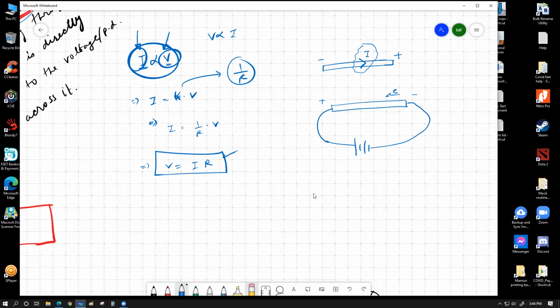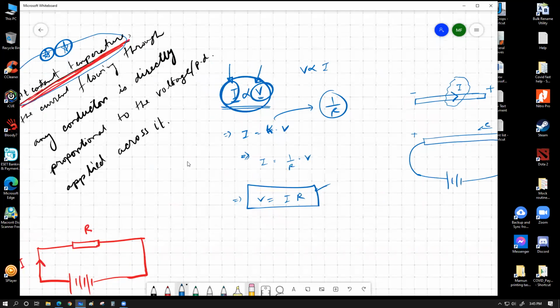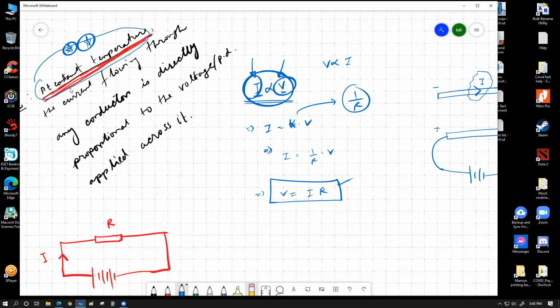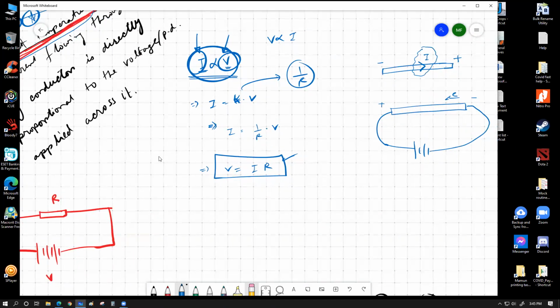So voltage is the cause and current is the effect. Voltage is the independent variable which has to be applied within the situation, and current is the dependent variable which is an outcome of that situation. So that's why scientist Ohm said that current is directly proportional to voltage, not the other one. So be very careful to write it in this manner in your written statement: the current flowing through any conductor is directly proportional to the voltage, or PD, applied across it. It's not the other way around. It's not V proportional to I.